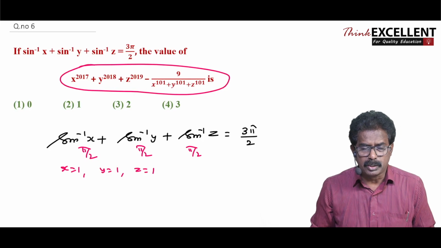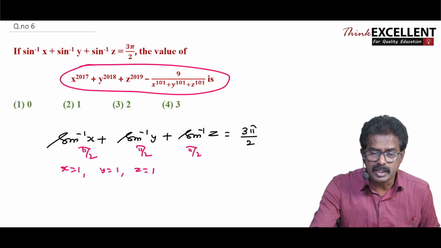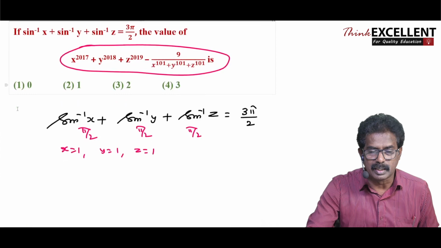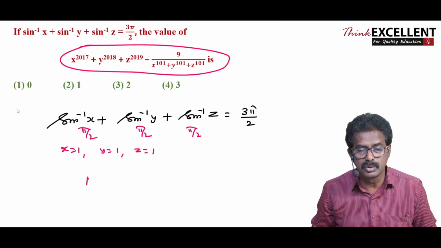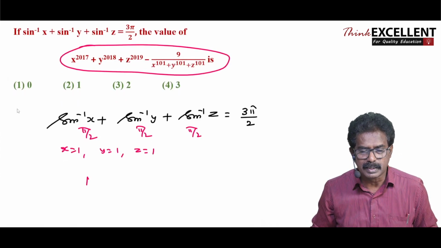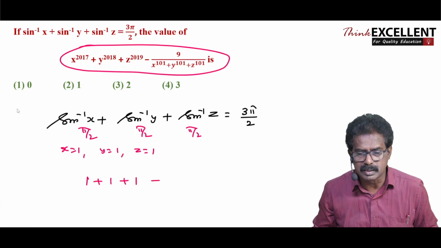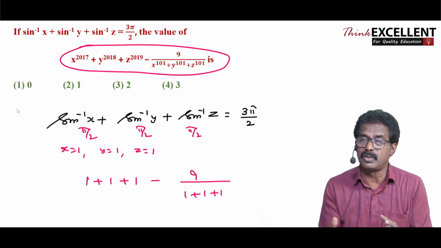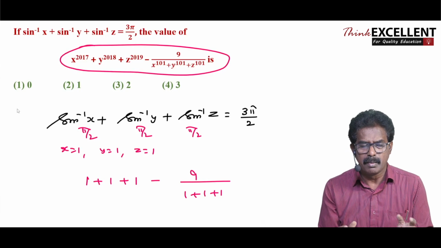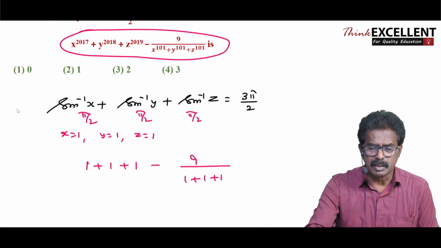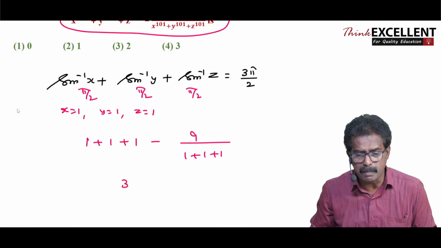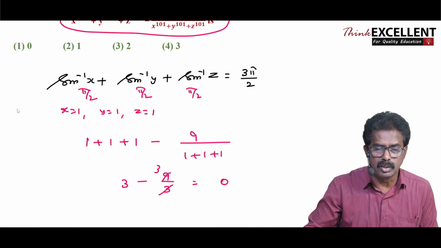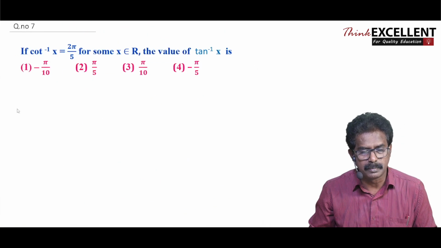So now when you substitute in that expression, 1 raised to any number is 1 only, right? So you are getting first value 1 raised to 2017, that is 1, plus second value 1, plus third value 1, minus 9 by 1 plus 1 plus 1. If it is minus 1, then you see the power. If it is an odd number, you have to put minus 1. If it is even, plus. But here 1 raised to any number is 1 only, right? So you are getting 3 minus 9 by 3. Cancel, that is 3. So 3 minus 3, your answer is 0. So that is option number 1.